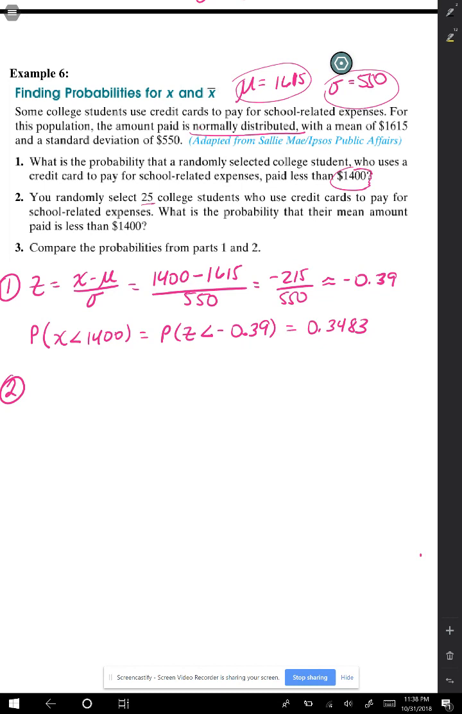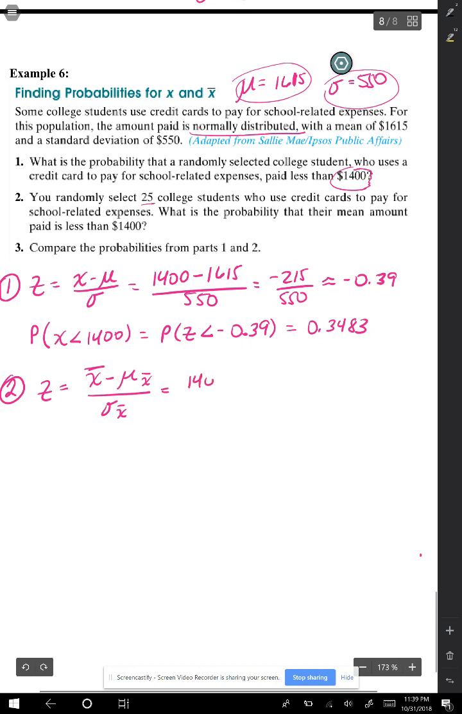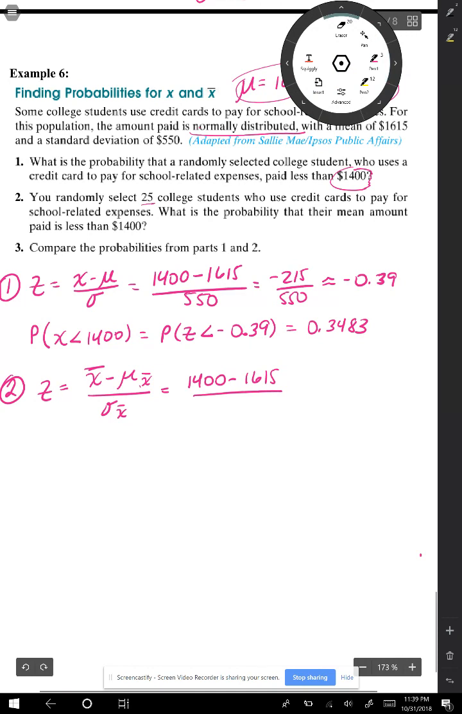So since we're finding the probability of a sample mean, we have to go to our other z-score formula, which is x bar minus the mean of the sample means, over the standard deviation of the sample means. So we'll come up here, and we're still using the 1400. And remember, the mean of the sample means is equal to the mean of the population. So 1615 stays the same. But down here, we have, remember, I'm going to come back and put it in over here now that we've got that written.